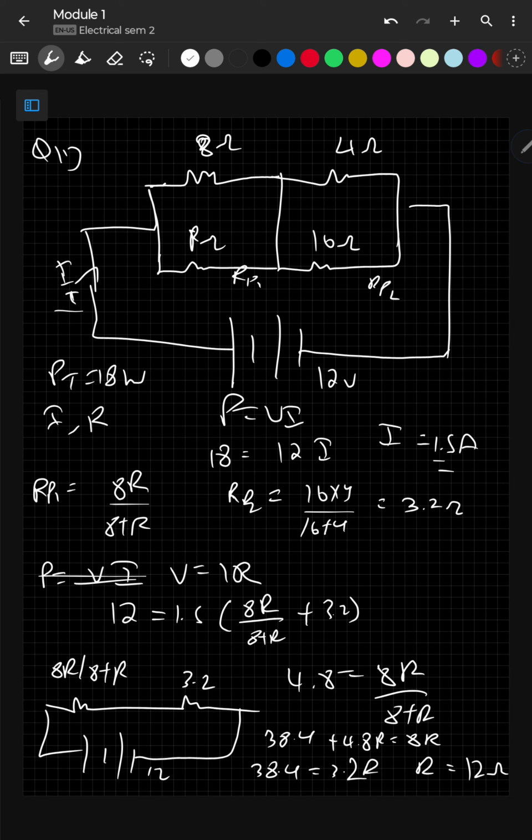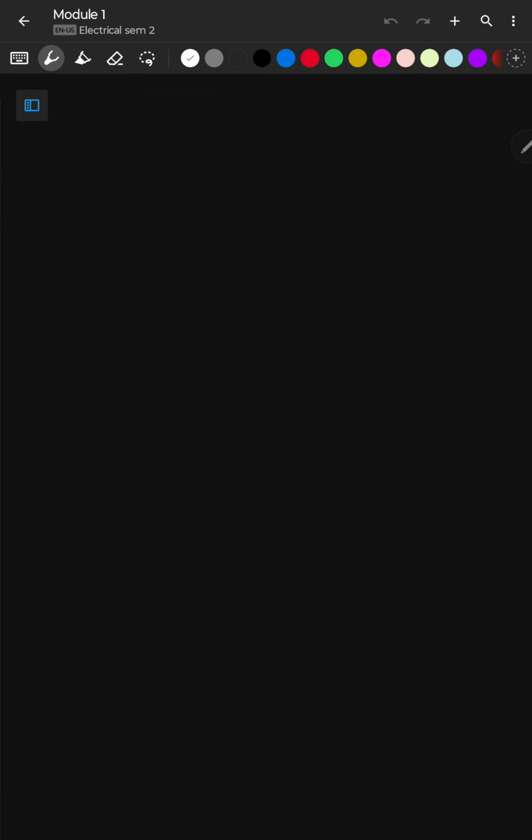This is how you solve. It was exactly the same type as the previous question. I hope you understood this question. Let's move on to the next one. Question number 12. Look at this question. It's slightly different.